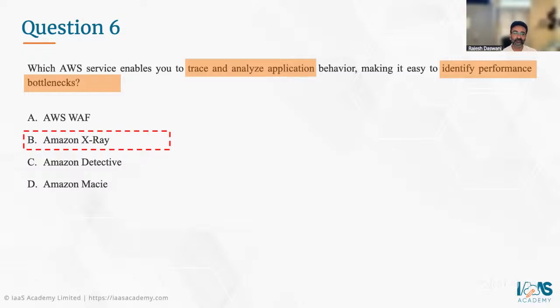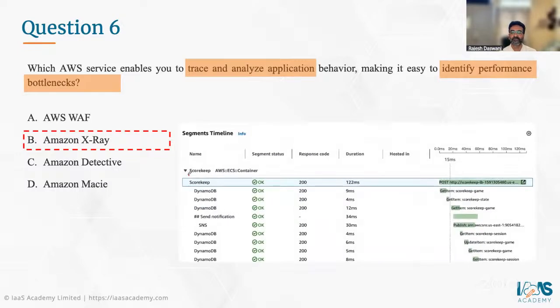It's not WAF, because that's a web application firewall. It's not Detective, because that basically allows you to identify the root cause of malicious attacks. And it's not Macie, because Macie allows you to identify personally identifiable information held in Amazon S3. Okay. So this is what a typical segments timeline looks like for an application using Amazon X-Ray.